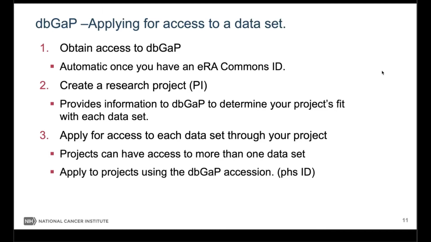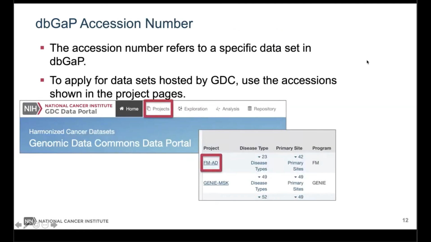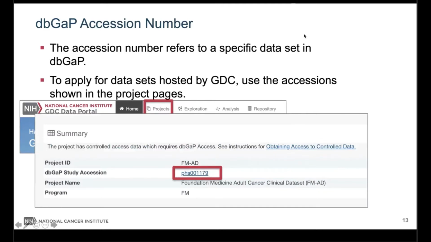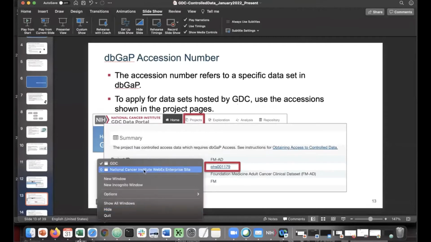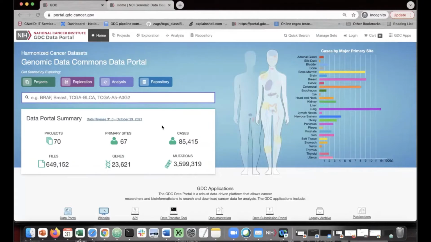And one question you might have is, how do I know which dataset in the GDC I should apply to? And the answer is that you would use the DBGAP accession, and that's also called a PHS ID because it starts with PHS. So I'm going to show a really quick, not quite a demo, just to show you how to know which PHS ID to apply for if you're logging into the GDC.